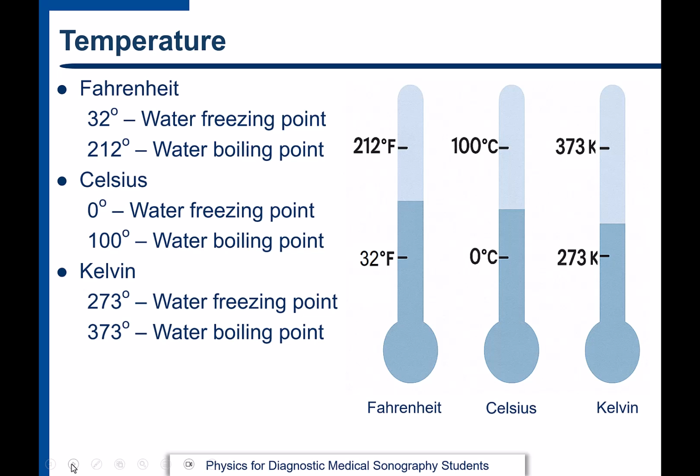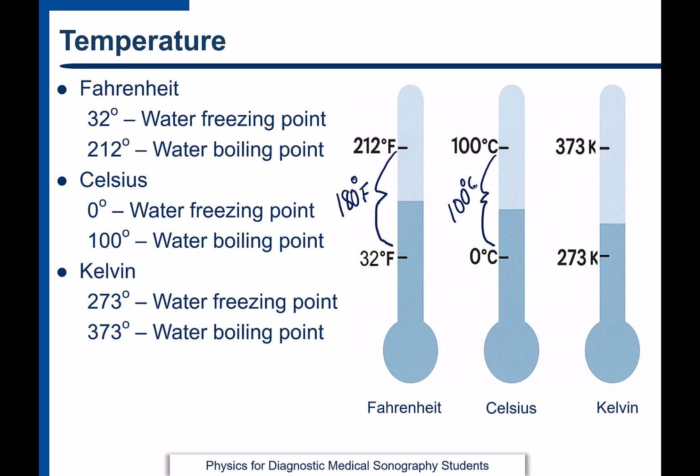So on the Fahrenheit scale, 32 degrees is freezing and 212 degrees is water boiling. On the Celsius scale, it makes more sense. We say 0 Celsius is water freezing and 100 degrees is water boiling. One of the things to notice about these two scales is that the difference in temperature between freezing and boiling for Fahrenheit is 180 degrees Fahrenheit, whereas the difference between freezing and boiling on the Celsius scale is 100 degrees Celsius. What that shows you is that a Fahrenheit degree and a Celsius degree are different.